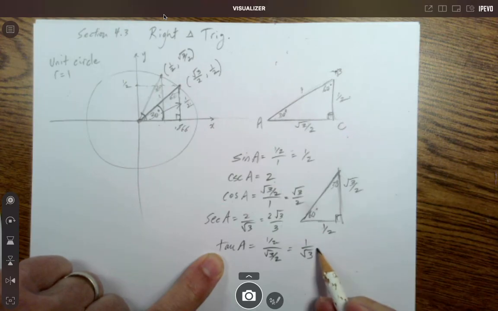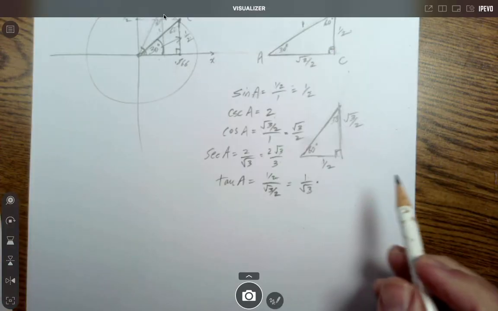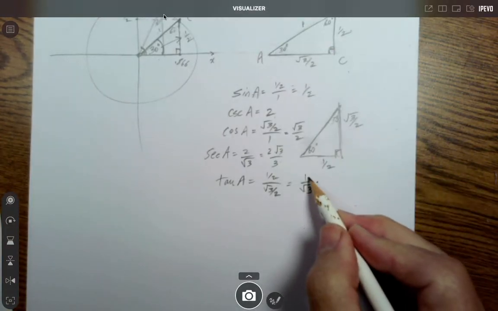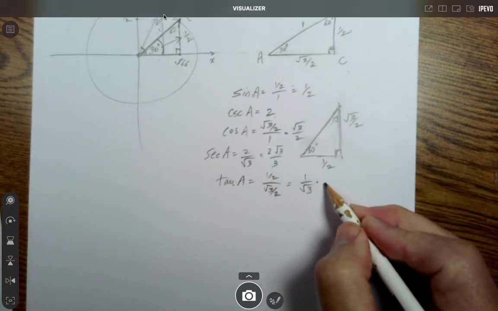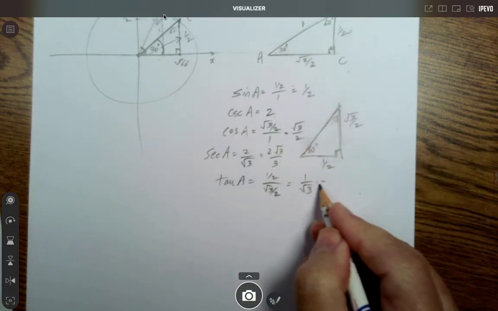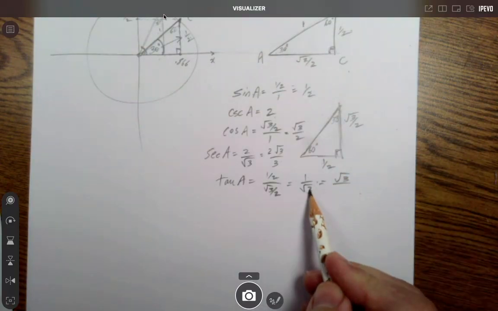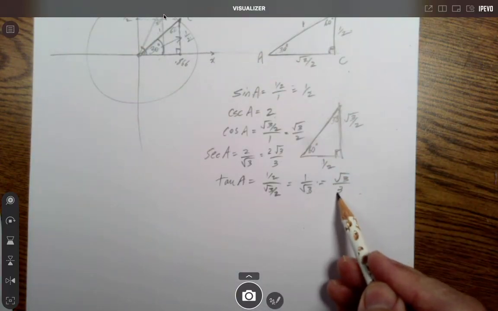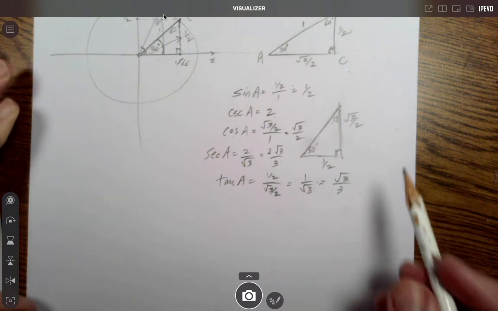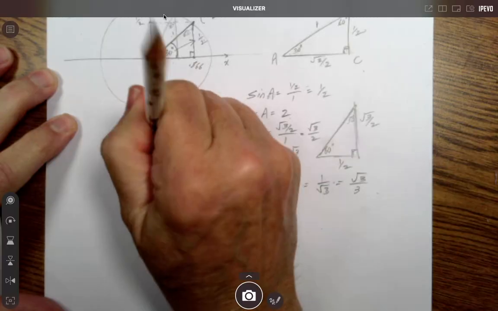And then that's not a very nice way to write your final answer because there's a radical in the denominator. So I'll multiply the top and bottom by the square root of 3. When I multiply the top by the square root of 3, I just get the square root of 3. And when I multiply the bottom by the square root of 3, I get 3. All right, so in general, here are the function rules.